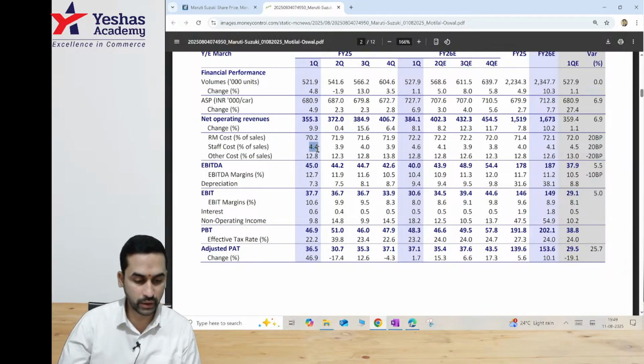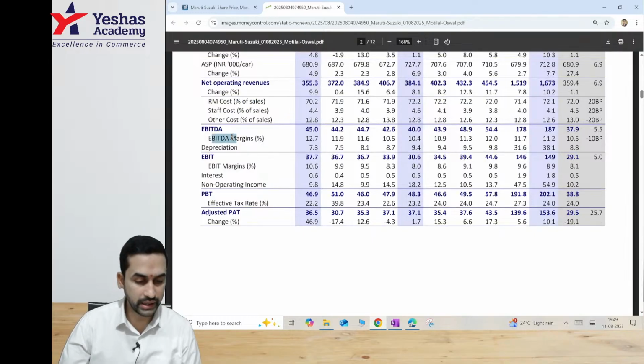Staff cost is labor cost. Other cost, this is all your overheads. So if you just add 70 plus 4, 74 plus 12, about 86% is cost itself. The balance 14% is EBIT margin, EBIT. And then you have EBITDA margin, EBIT margin, interest, you can see here 0.6, non-operating income.